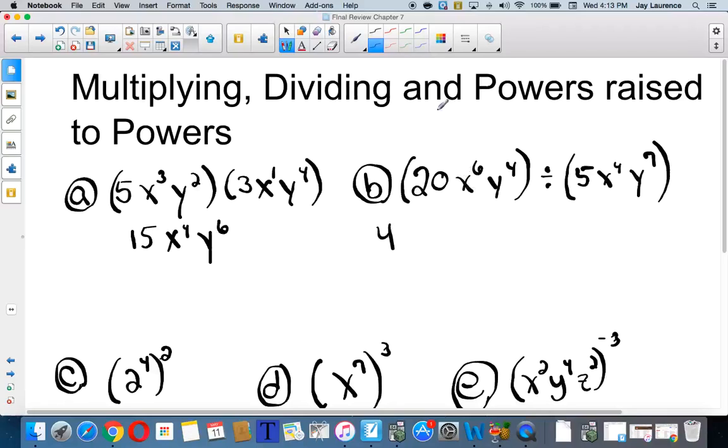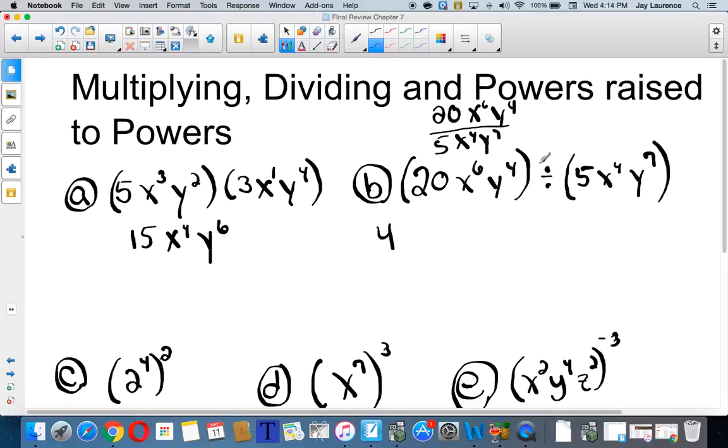If you'd rather rewrite this as a division problem, you could write it as 20x to the 6th, y to the 4th, over 5x to the 4th, y to the 7th. You could do it that way. You'll get the right answer. I'm not going to. I'm going to show you this way, but it's not wrong to do it that way.